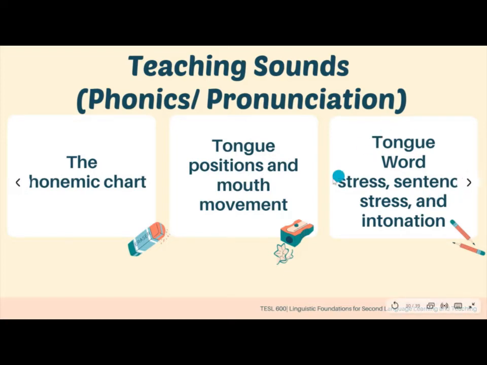So next we have tongue positions and mouth movement. This is very important also. Use mirrors. Using pictures of the position of the tongue and the movement of the mouth for each phoneme will help the student understand the physical aspect of language production. So they will be able to know how they produce a sound by using their tongue and their mouth.